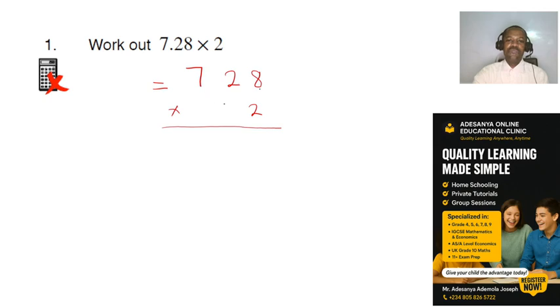Alright. If I do that, 2 multiplied by 8 will give me 16. I'm going to write 6, and put 1 on top here. Then 2 times 2 gives 4, plus 1, that will be 5. 2 multiplied by 7 will give you 14. Write 4 and then your 1 here.